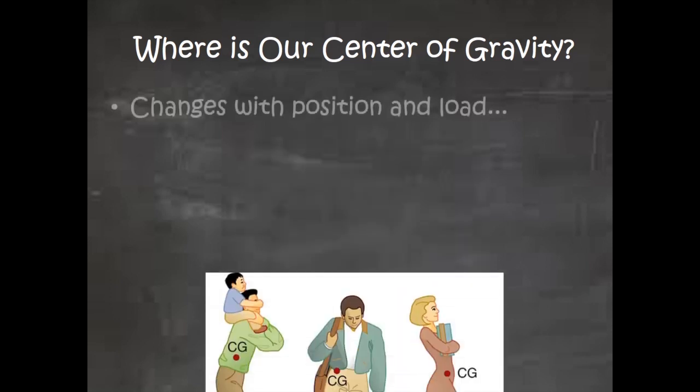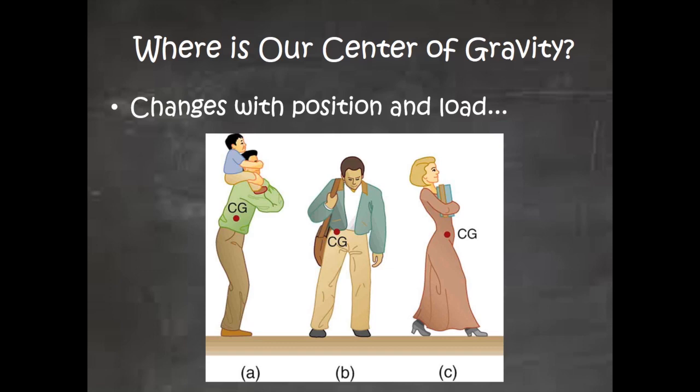Center of gravity also changes with position and load. The center of gravity for the man holding the child is higher and slightly towards the back. The center of gravity for the man holding the bag has shifted more towards the side that is supporting the bag. The center of gravity for the woman holding the books has shifted forward.